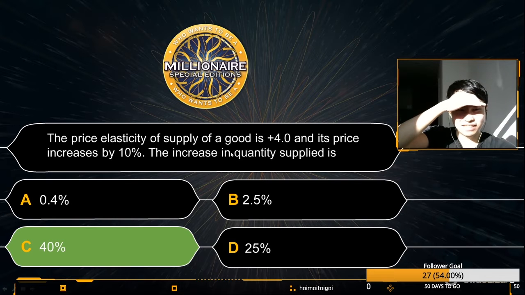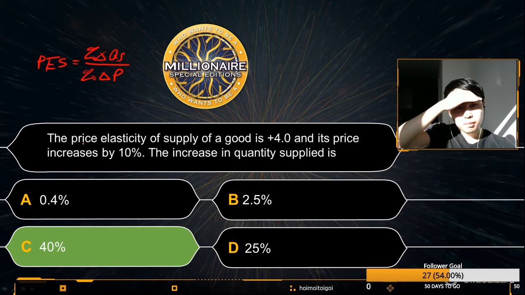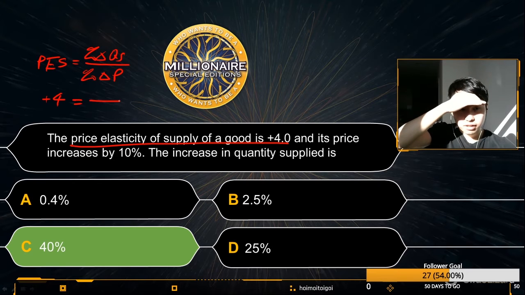It's 40. How do you know? Well, let's use the formula, shall we? So PES equals percentage change in quantity supplied over percentage change in price, right? So if we know the price elasticity is plus 4, then here is plus 4, right? And that's equal to, and the price increases by 10%. So the bottom would be plus 10%.